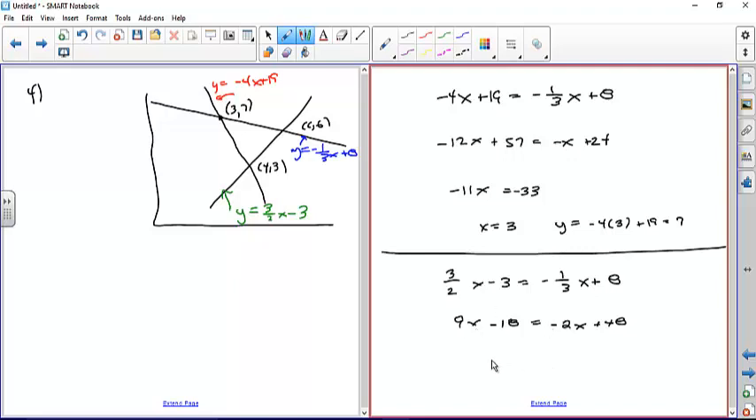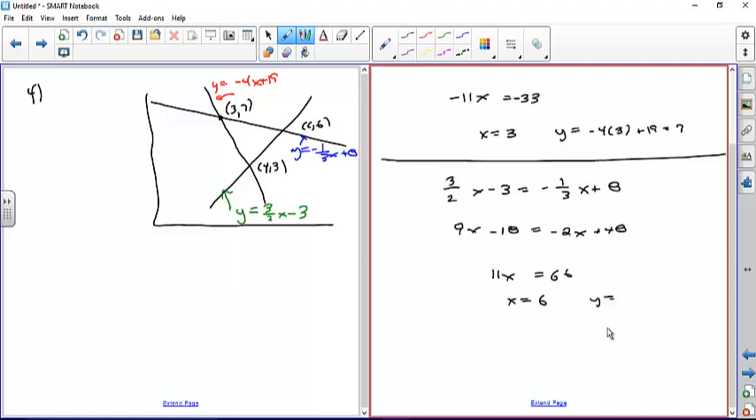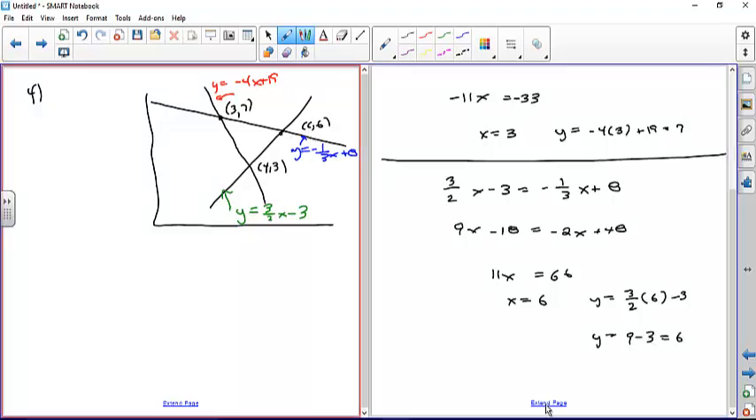Okay, bring that to the side. You get 9 plus 2 is 11. Take that to the other side. It becomes positive 18. That's 66. Divide both sides by 11, you get 6, which agrees with that. And then you can plug that into either one of these equations. I'm going to use the green one. So you get 3/2 times 6 minus 3. So that's 18 divided by 2, which is 9. 9 minus 3, which is 6. So that's 6, 6. So that's the second point.